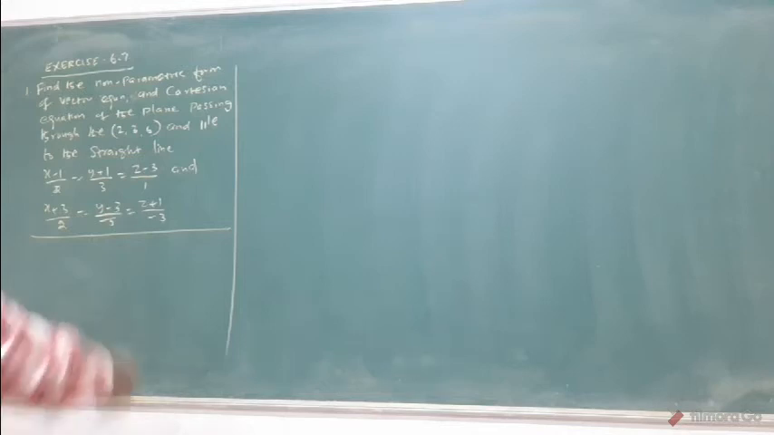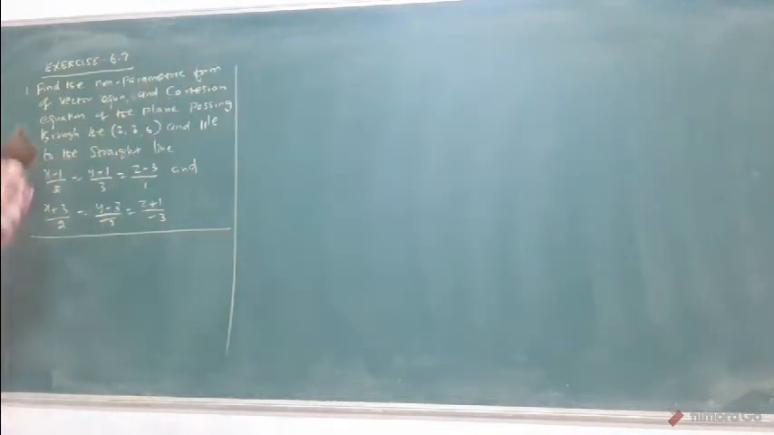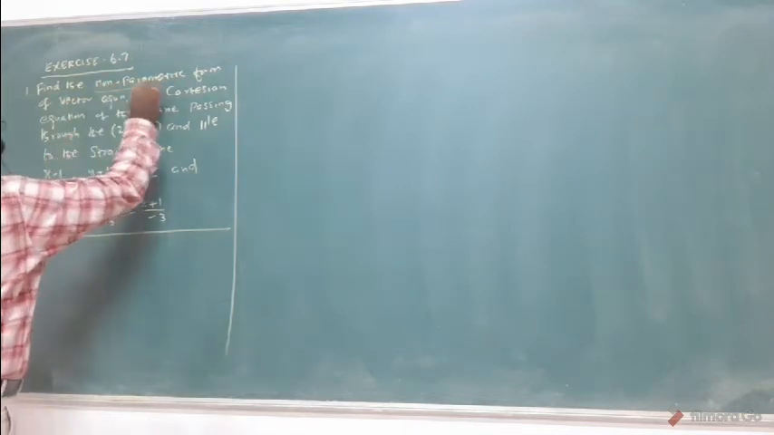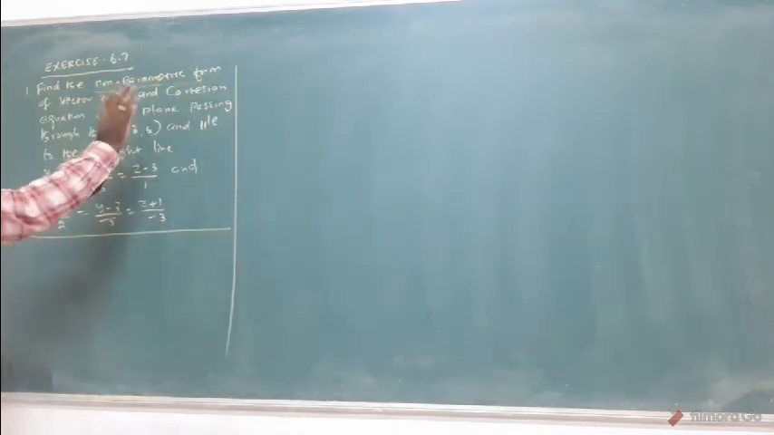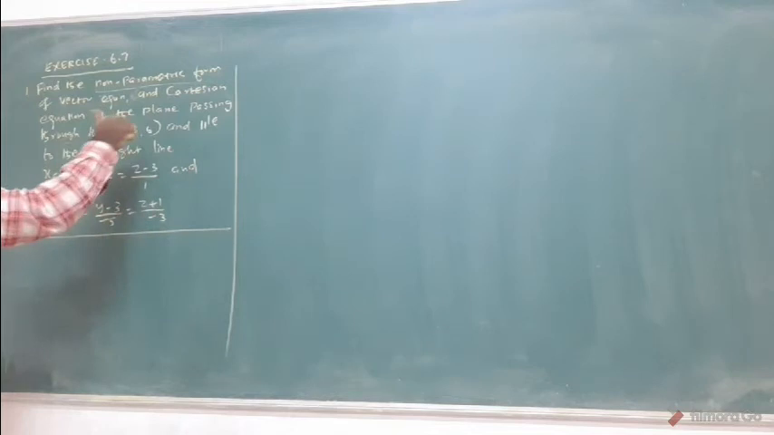Now listen here. Exercise 6.7. In this exercise, you have to find the same. Read the question clearly. Find the non-parametric form of the vector equation. The parametric form of the vector is not being asked, only the non-parametric form and the Cartesian form. Two parts are being asked.